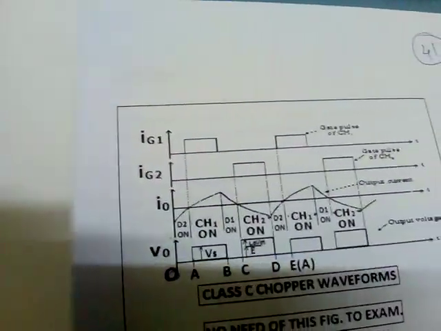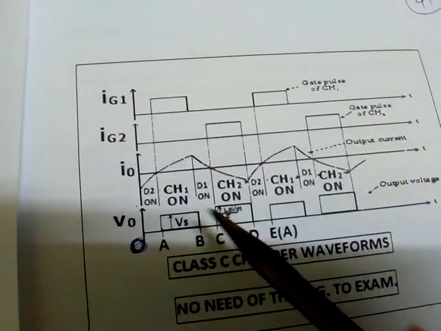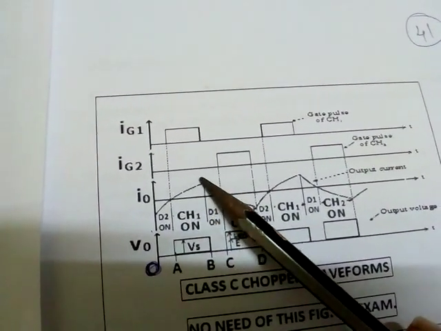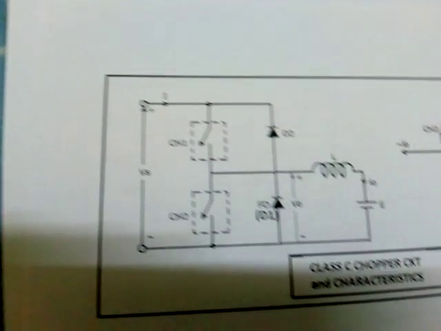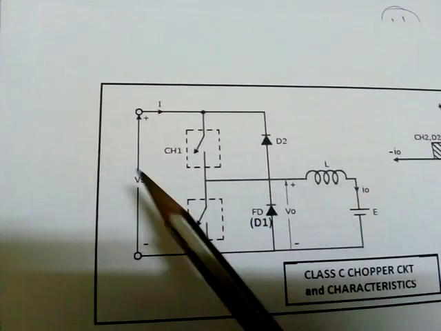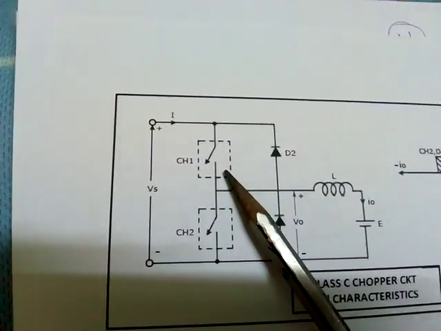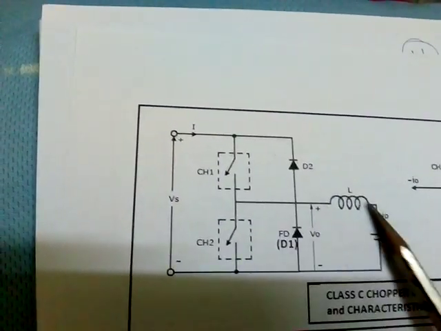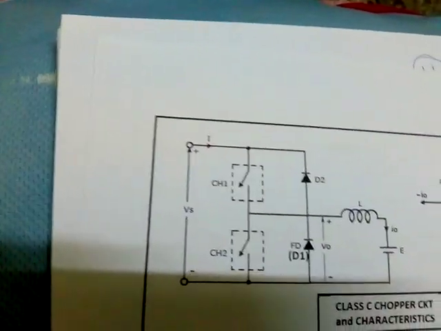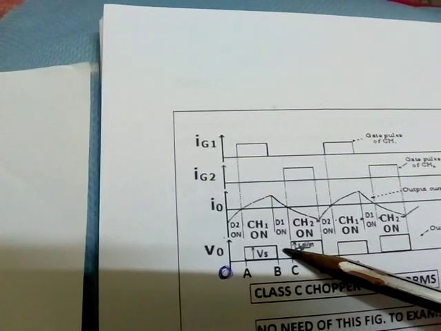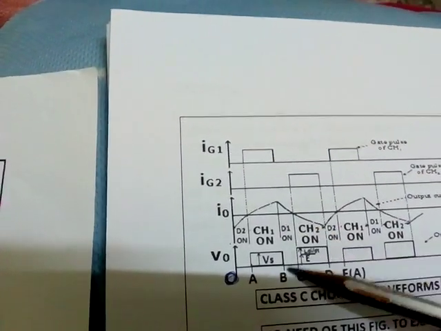See here, when chopper 1 is on, current will be increasing in the positive direction. This is positive current direction. When chopper 1 is on, current is increasing in the positive direction. When chopper 1 is off, current is decreasing but freewheeling. Voltage is 0. Initially it is supply voltage, then voltage will be 0 during freewheeling.